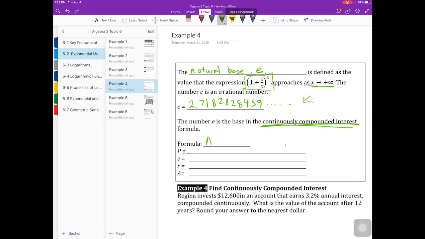And so that is found by A equals P e to the rt. And we just say Pert is the easiest way to remember it. R times T is the exponent. And in this case, R is our rate, T is still time in years, P is our principal amount.